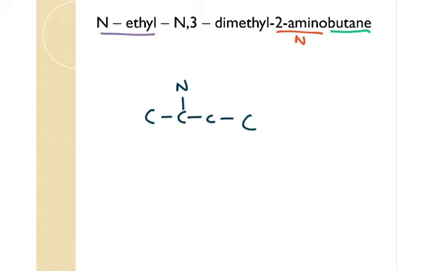So I've got something that says N-ethyl. Ethyl is a 2-carbon chain. N in front means put that ethyl on the nitrogen. 1 and 2. Let's go to this one.